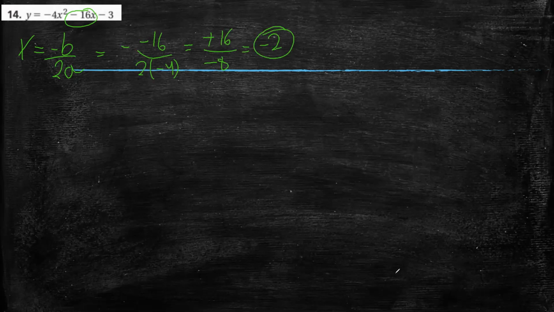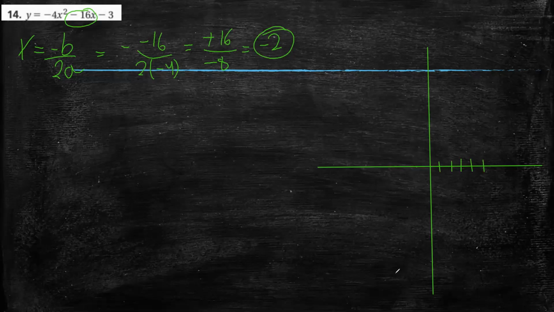So x equal negative 2. So now, at x equal negative 2, this is the axis of symmetry. Then at this point, negative 2, I need the y value.